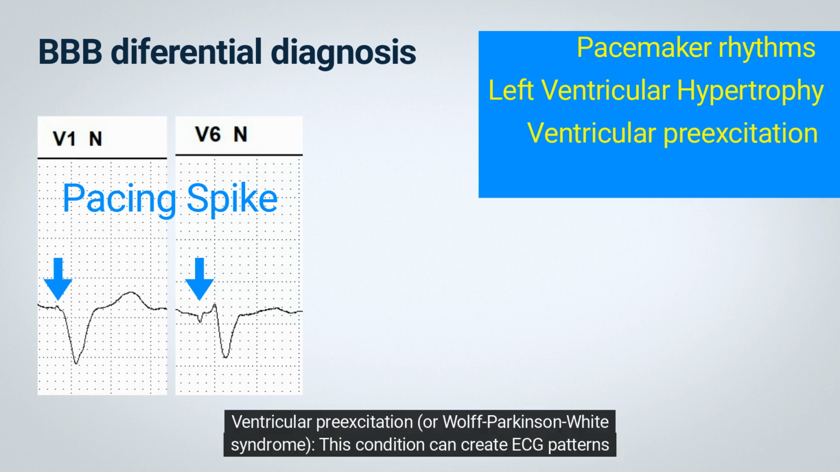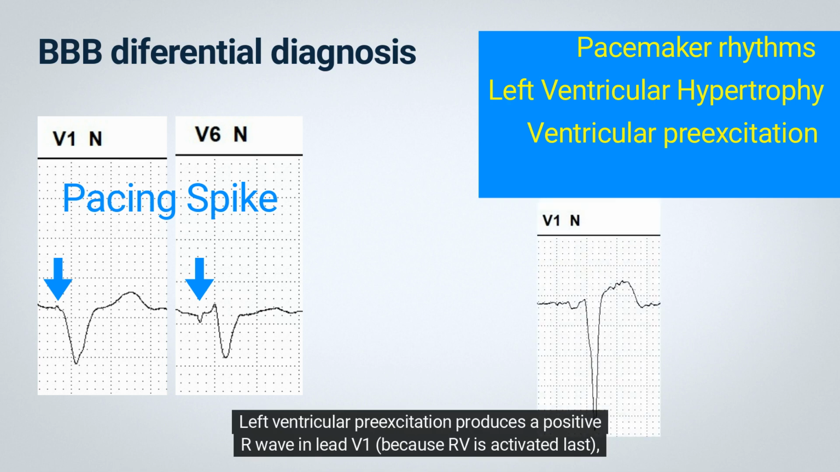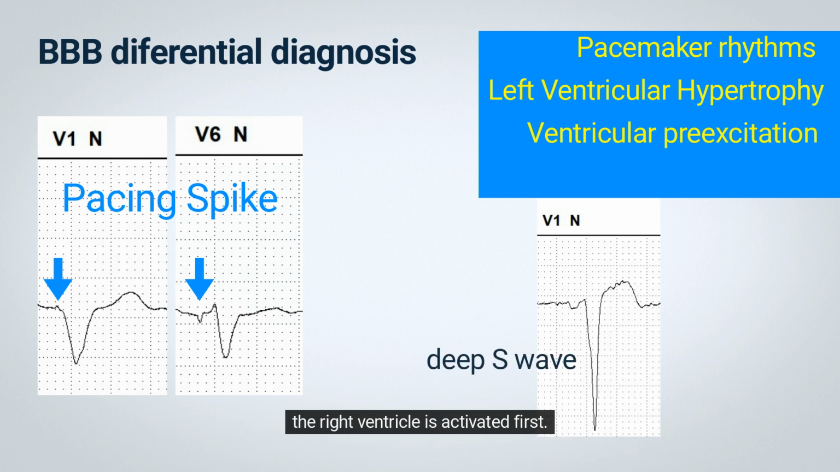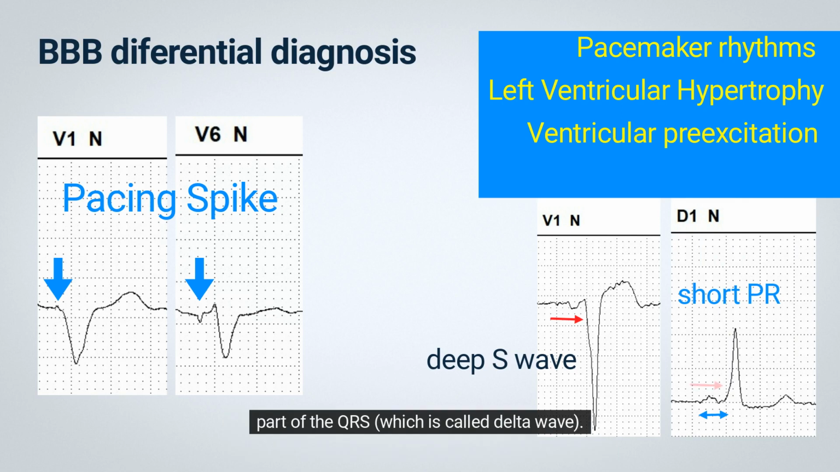Ventricular pre-excitation, or Wolff-Parkinson-White syndrome. This condition can create ECG patterns that look like BBB. Left ventricular pre-excitation produces a positive R wave in lead V1 because RV is activated last, whereas right ventricular pre-excitation creates deep S waves in lead V1, similar to that seen in LBBB, because the right ventricle is activated first. The clue to the presence of pre-excitation is a short PR interval and a very slow inscription of the initial part of the QRS, which is called delta wave.